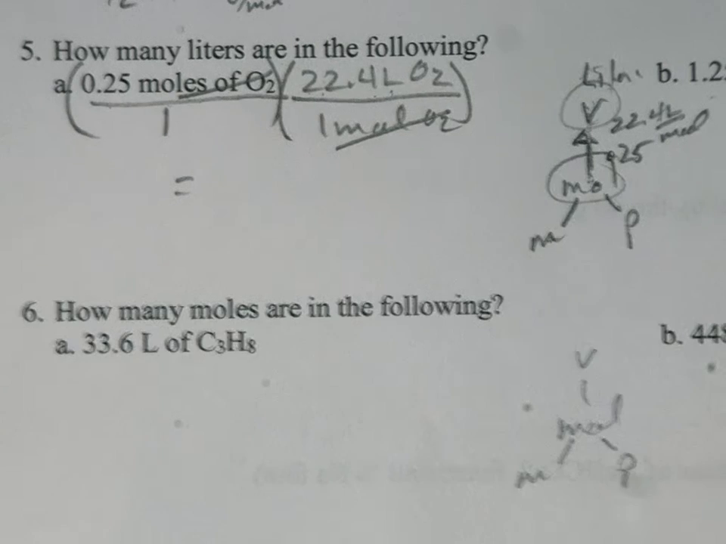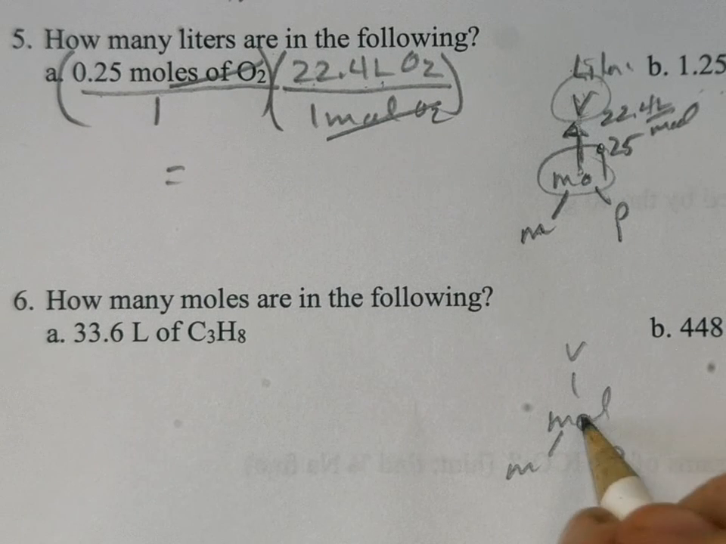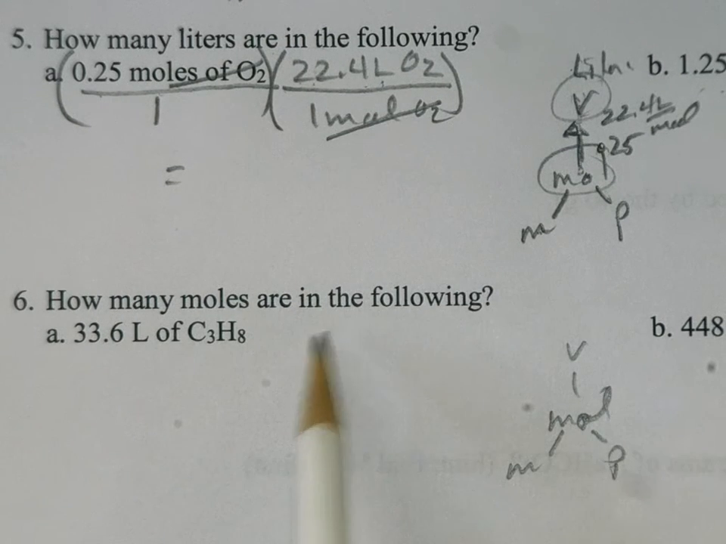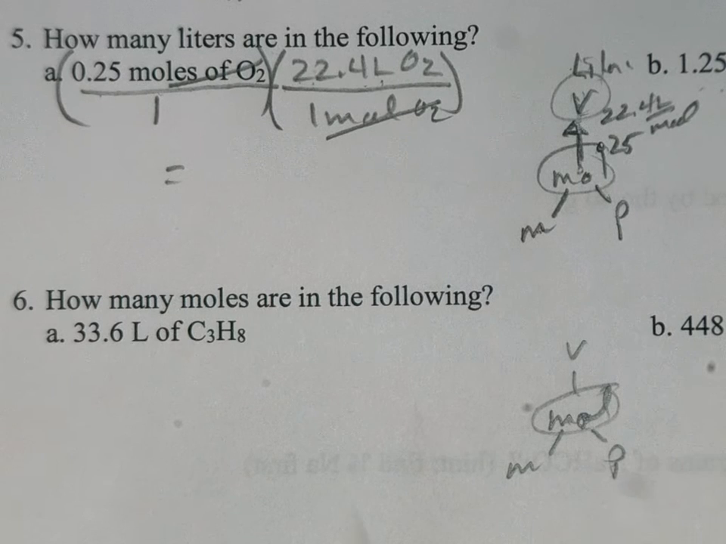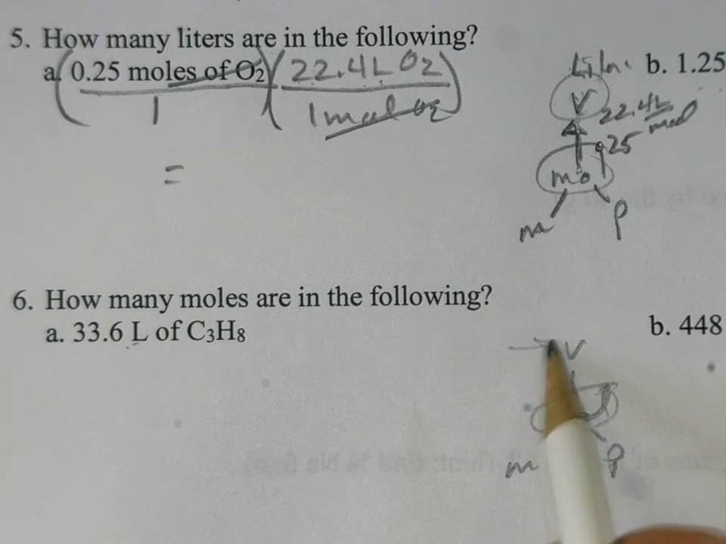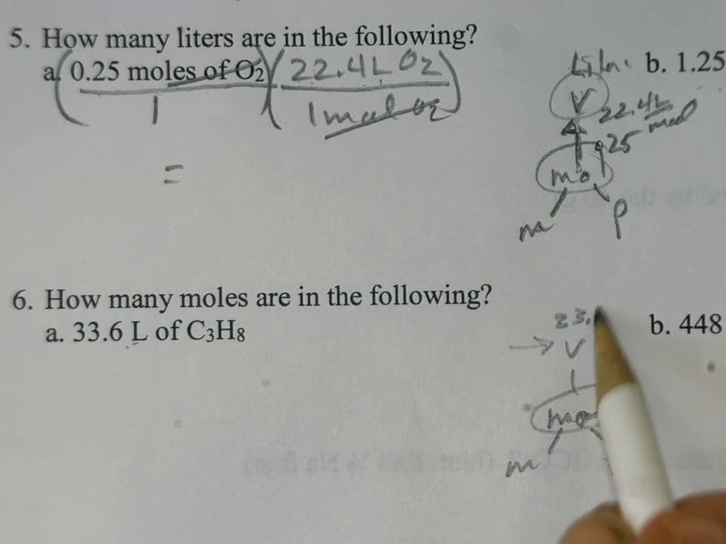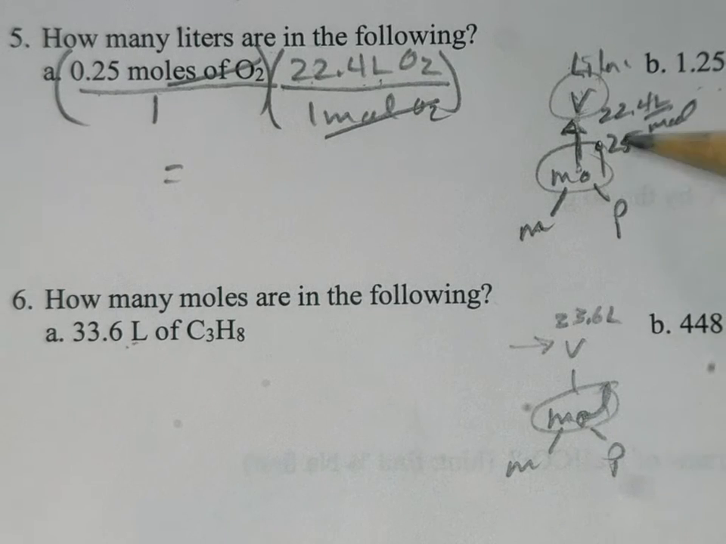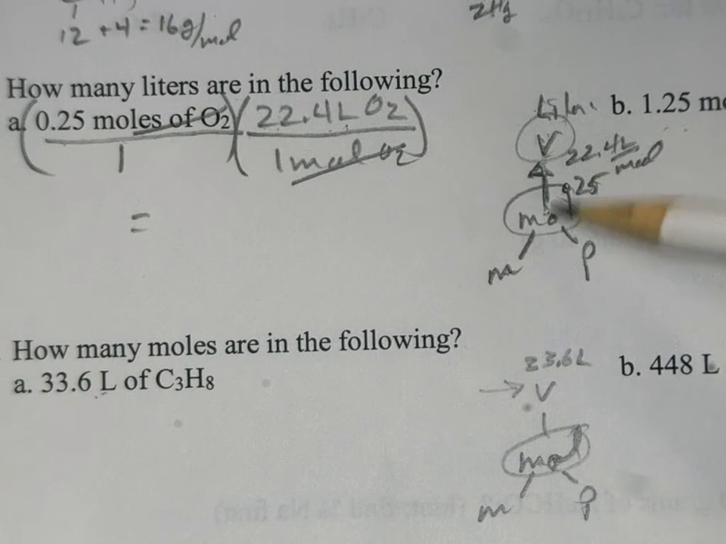Getting the MVP triangle there, my little road map, starting to look like the mole. How many moles are in the following? So this is what I'm going to end up with, and I'm starting up here at liters. In this case, we have 33.6 liters. Well, it's just going to be the opposite of what we did up here. Here we started at moles, and we went there by multiplying by 22.4.